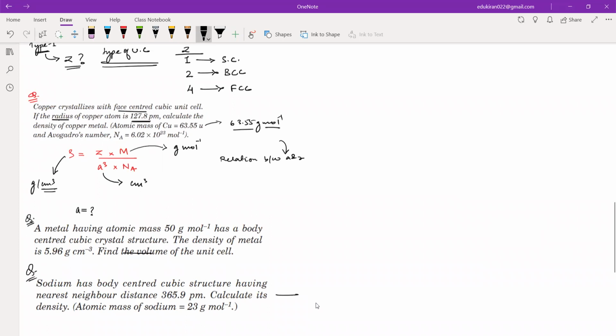Okay, so in this question, please listen. What you have to do, see, please listen here, don't write anything. Sodium has a body-centered cubic structure having nearest neighbor distance of 365.9. Calculate its density.